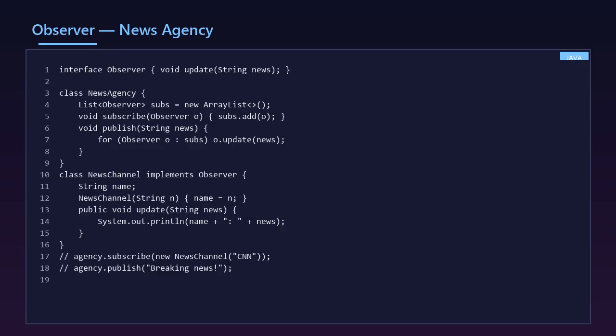Without observer, you'd manually call each channel, hard-code it. Add a new channel? Change the subject's code. Tightly coupled. Observer removes that coupling entirely.